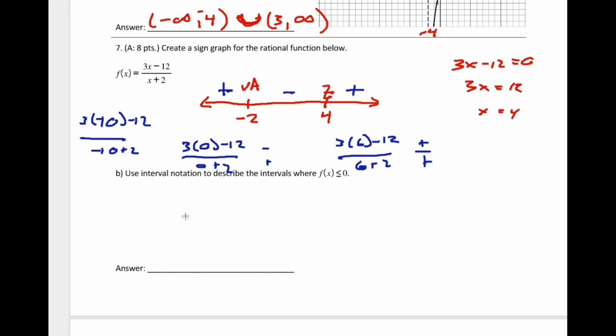We know everywhere where the function is positive and negative. Now we can answer a question. It says, where is it less than or equal to 0? Well, it's negative in this middle interval, and it's actually equal to 0 here at 4. So we're going to say from negative 2, curved parenthesis, because it doesn't equal anything at the vertical asymptote, to 4, with a square bracket. All right, that's a lot of stuff, but go over this carefully and ask questions in class, and you'll do fine.